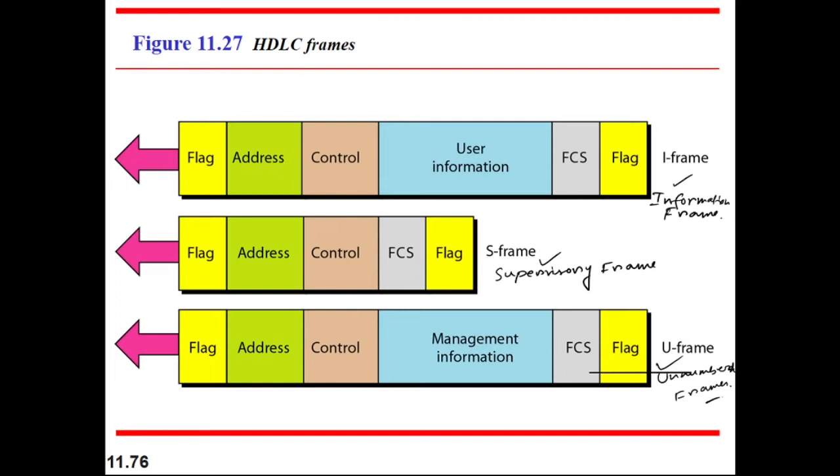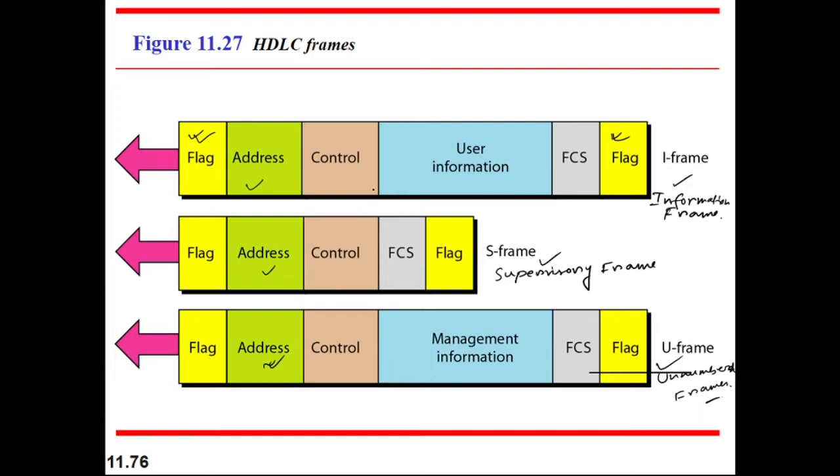For each and every frame there is a flag at the starting point and a flag at the end of the frame. Now the address: each and every frame should hold the address of the sender as well as the receiver. So the address is here, as well as the control information.